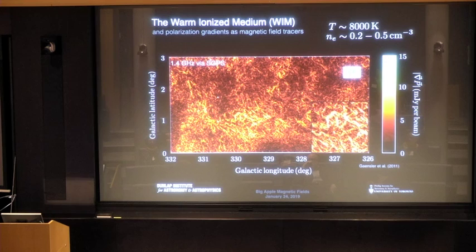Right, so there's a small inset on the bottom corner. This is just a zoomed in part of the entire map, and it's just to show you the detail of the structure and the polarization gradient.